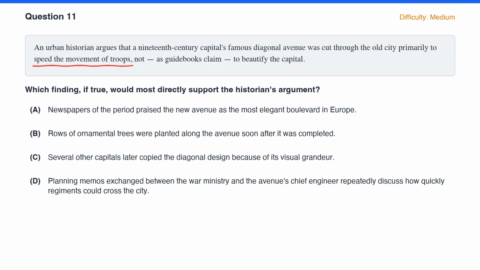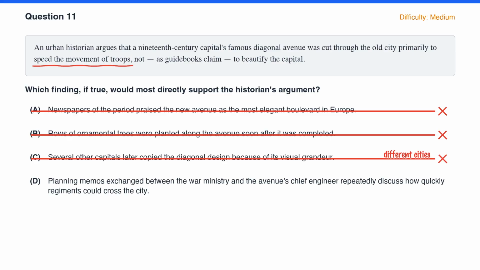Choice A says newspapers praised it as Europe's most elegant boulevard. That's reception, and it leans beautification. Off the list. B plants ornamental trees after completion. Pure aesthetics, which cuts against us. Cut it. C says other capitals copied the look for grandeur. Different cities, wrong, that dies too. D gives us war ministry memos debating how fast regiments could cross the city. That's the military motive in writing.